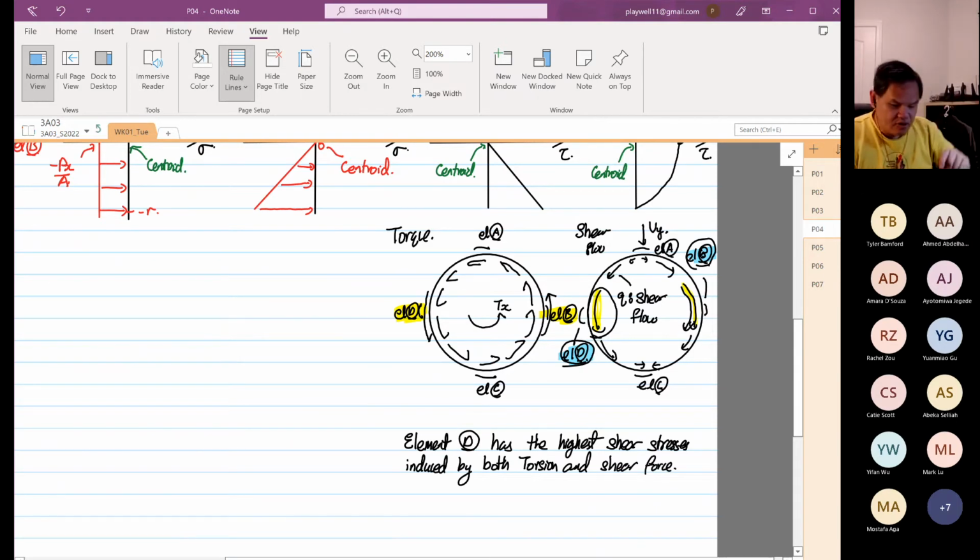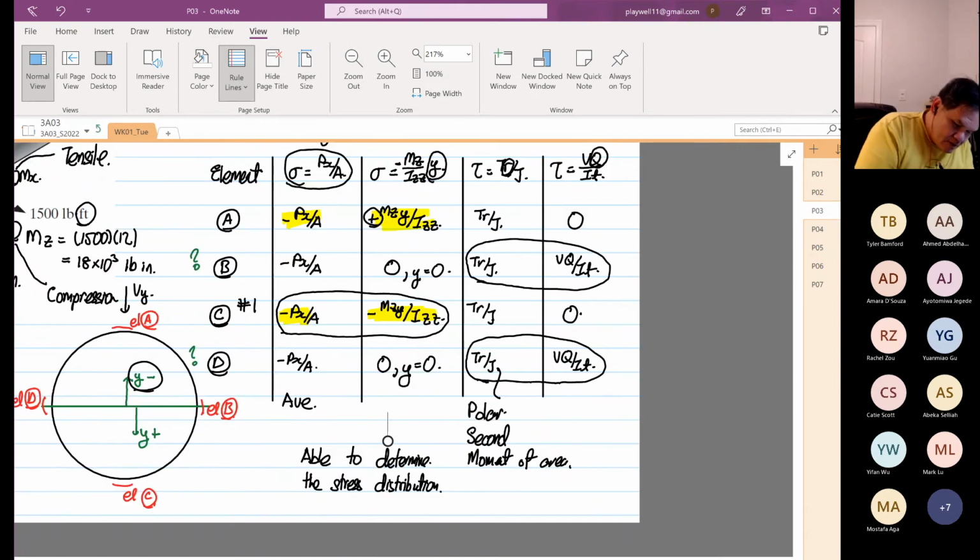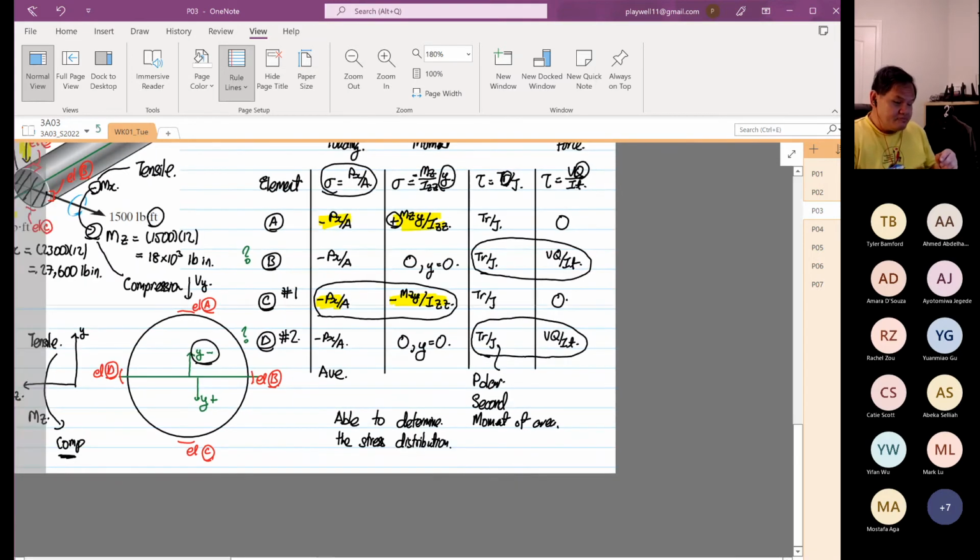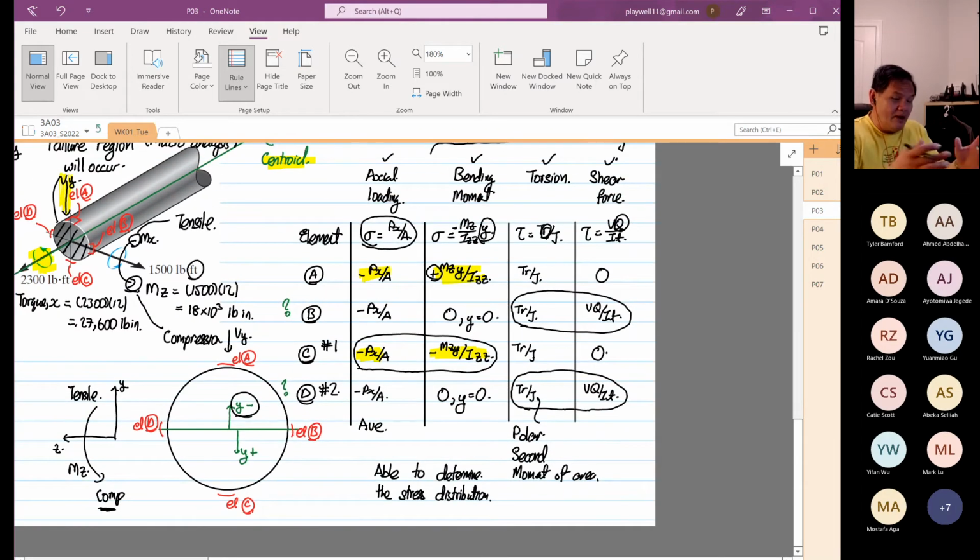Okay. So now we know, going back to our element, the second element that you have to test is element D. We just found that element B is not the highest. Now, this is where we have combined all the loadings. We combine all the loadings now. We analyze axial load, bending moment, torsion, and shear.